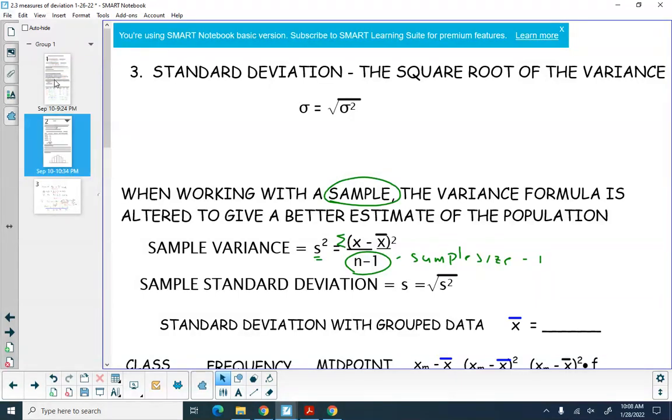So there's no quantitative values there. There's only just qualitative values that go with it. So that's the level of measurement we talked about.